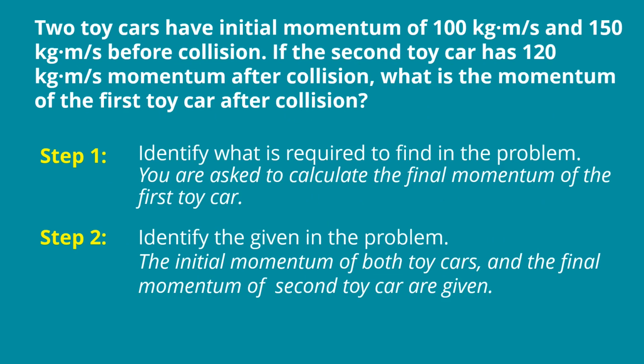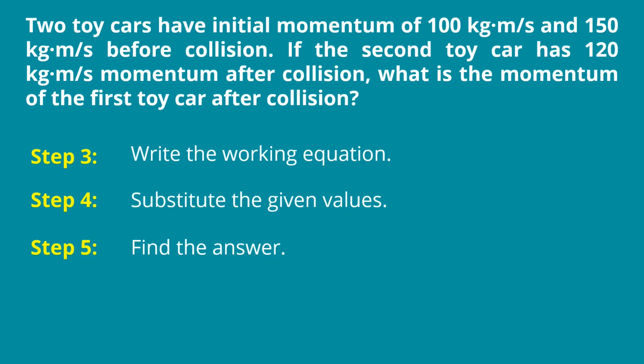Step 1. Identify what is required to find in the problem. You are asked to calculate the final momentum of the first toy car. Step 2. Identify the given in the problem. The initial momentum of both toy cars and the final momentum of the second toy car are given. Step 3.